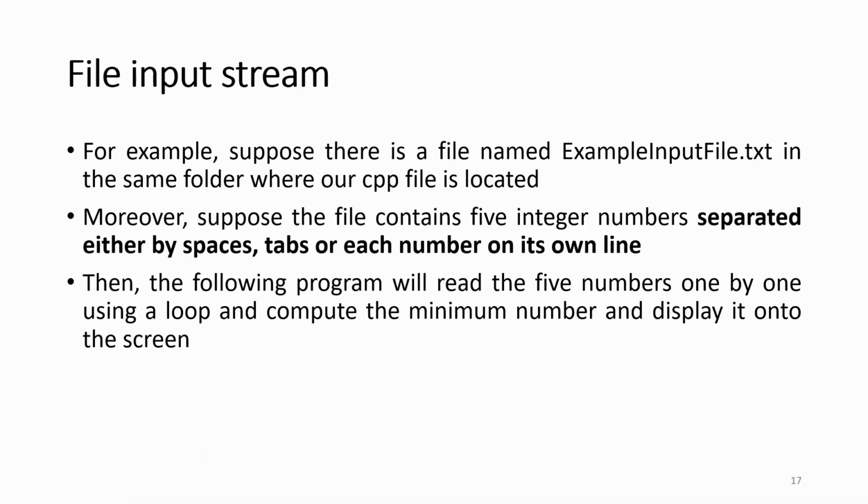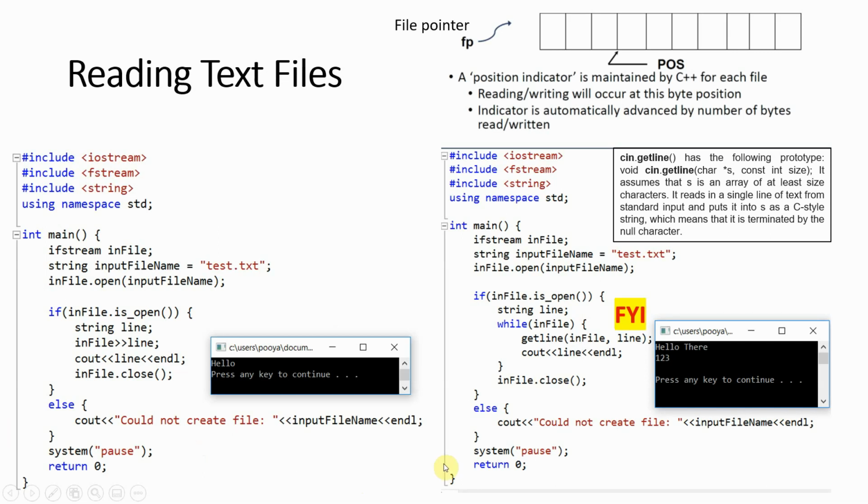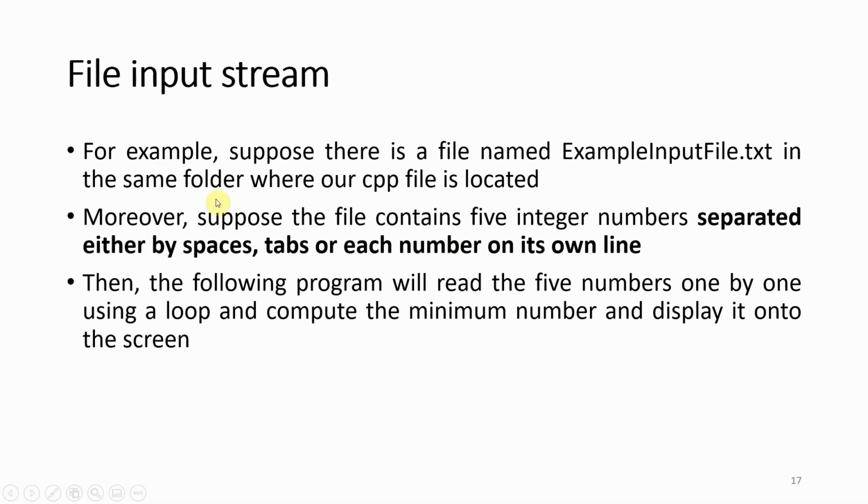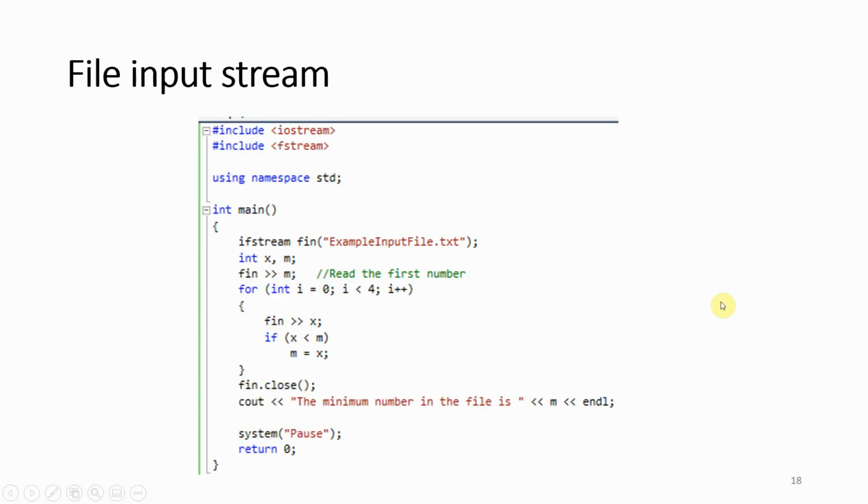For example, suppose there is a file named example input file.txt in the same folder as your cpp file. This is what we are going to see next. Suppose the file contains 5 integer numbers separated either by spaces, tabs, or each number on its own line. That's what I mentioned: the delimiter is either space, tab, or new line. Then the following program will read the 5 numbers one by one using a loop, compute the minimum number, and display it onto the screen.